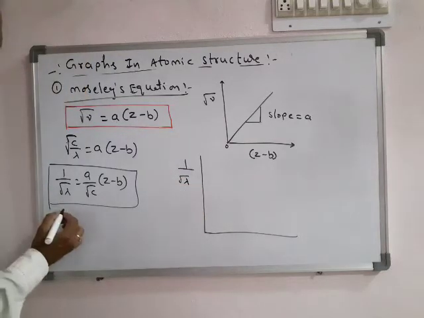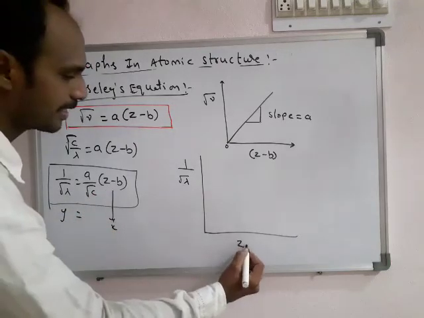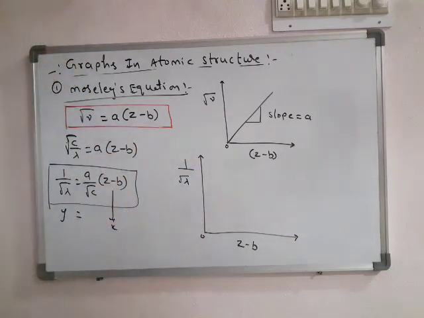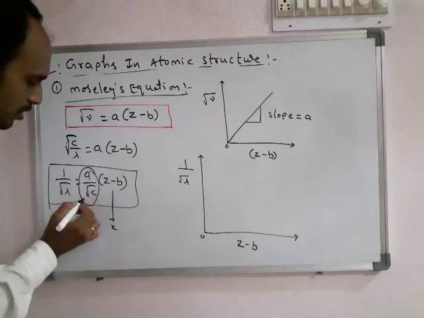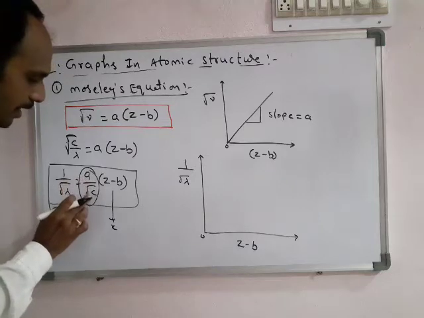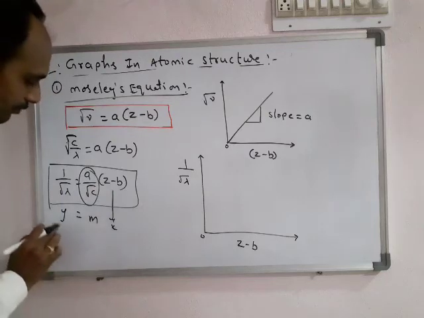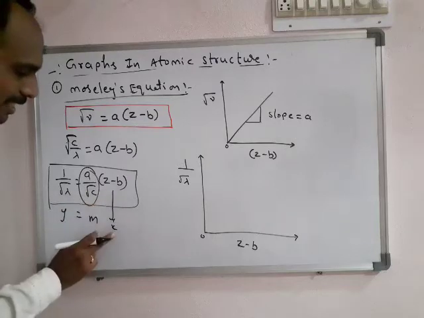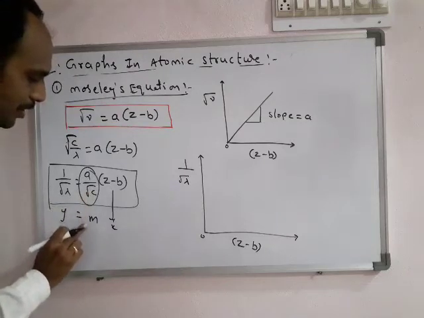1 by root lambda on the y-axis, and on the x-axis again z minus b. So what will be the shape of the graph? This is a by root c. C, we know, is the speed of light, and a is a constant. Constant by constant is a constant, so it is again in the form y is equal to mx. On the y-axis 1 by root lambda, on the x-axis z minus b. The remaining part is exactly similar to m.